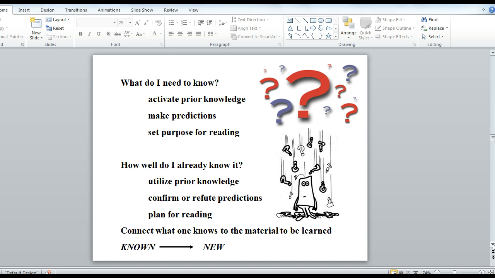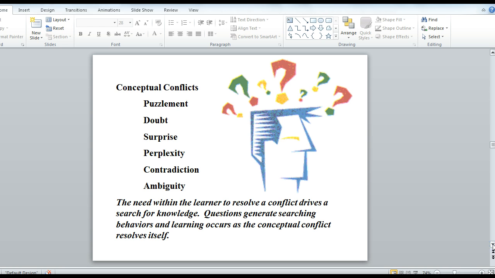So connecting the known to the new. It sets up conceptual conflicts, puzzles, doubts, surprises, perplexities. These are the things that motivate us to continue forward.